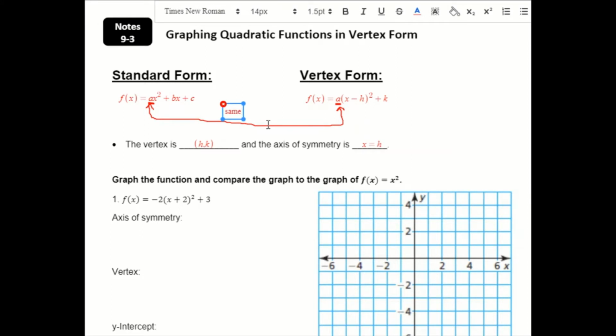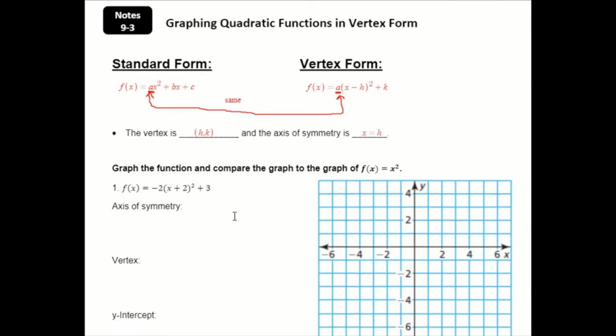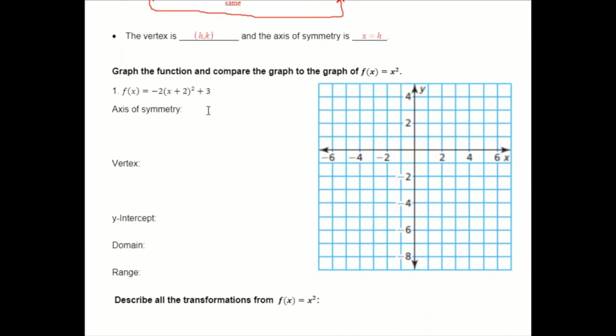The difference here is we don't have a, b, or c in the vertex form. Instead we have h and k. So the (h, k) is the vertex. I don't really need to write this separately because it's right there, but that is the vertex. Let's look at an example and show you how it makes graphing a little bit easier. We're still going to have to find points using that over-up chart that we did last time, but finding the vertex is going to be a lot easier.